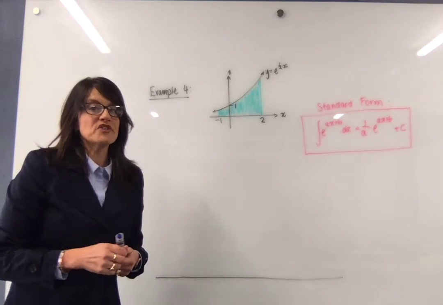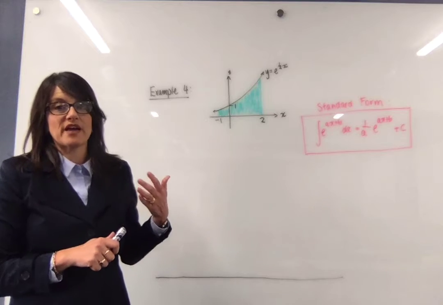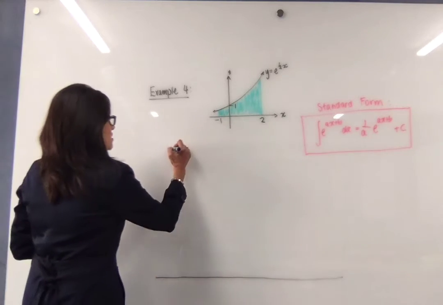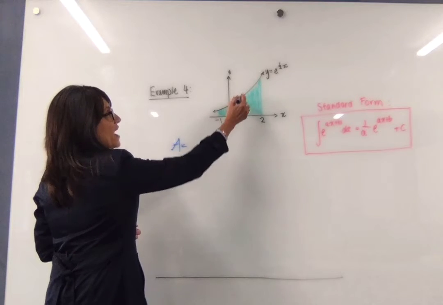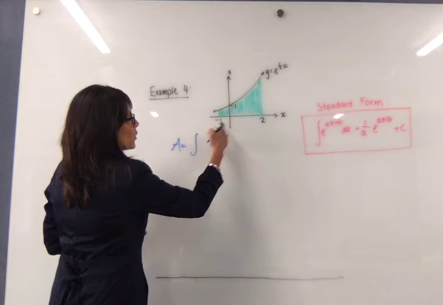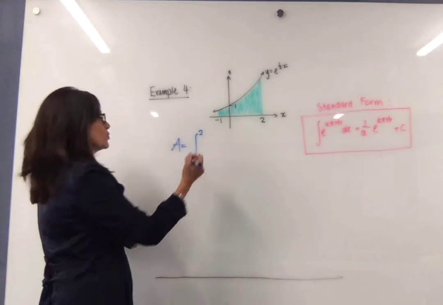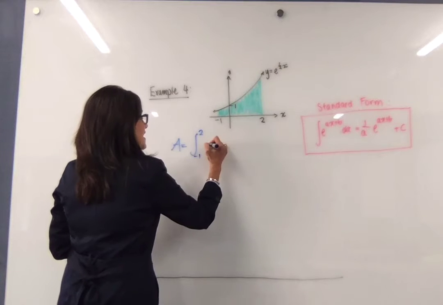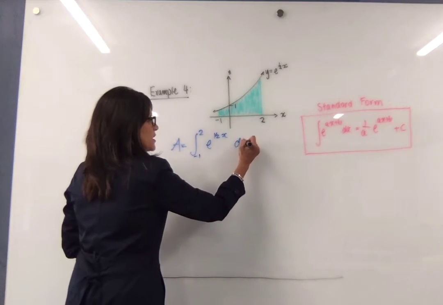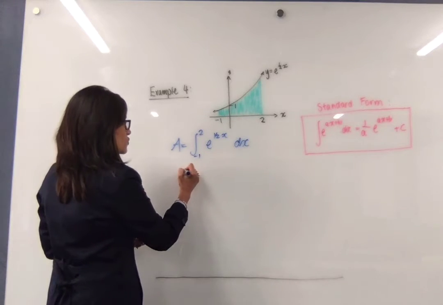Okay, so we're going to integrate now with direct application to finding the area under a curve. So what we're going to do is set up our integral where we're finding the area under this curve between -1 and 2, our lower limit -1, upper limit 2, and our function is e to the half x, and we're going to integrate it with respect to x, so dx. So now we've set up our definite integral.